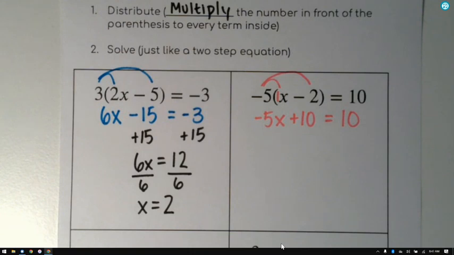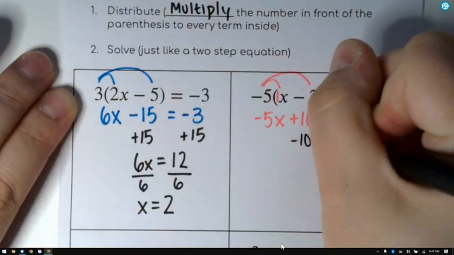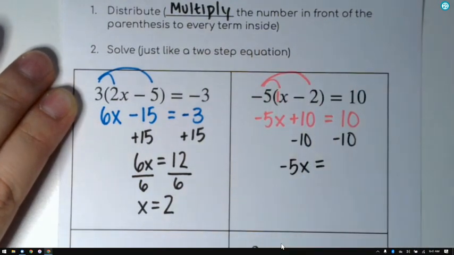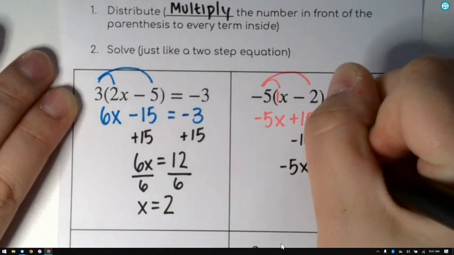All right, what is my next step in solving? Subtract 10 to get rid of the 10, yes. So we're going to subtract 10 from both sides. We've got negative 5x on the left. What is 10 minus 10? 0.